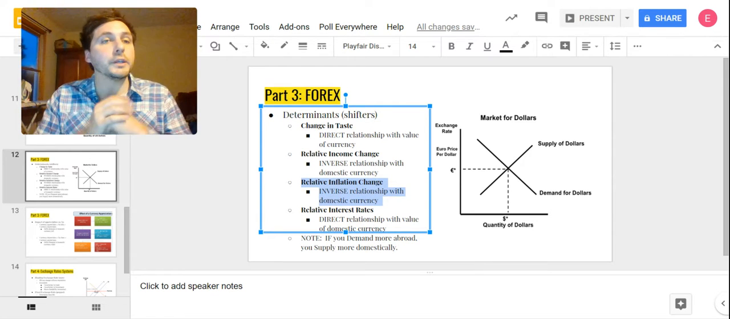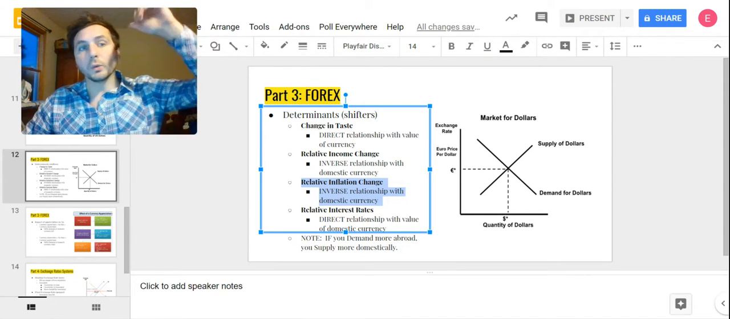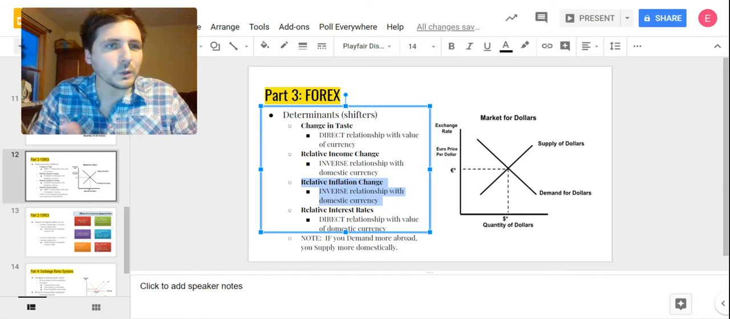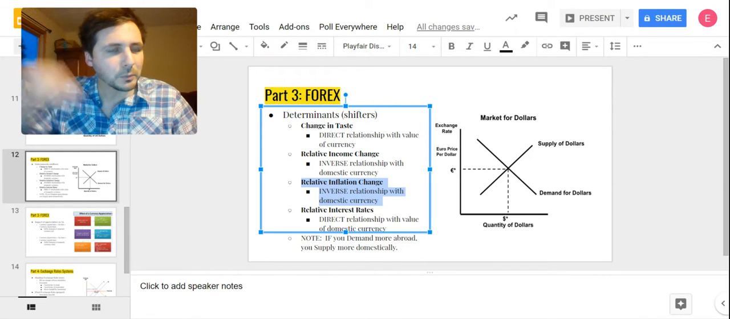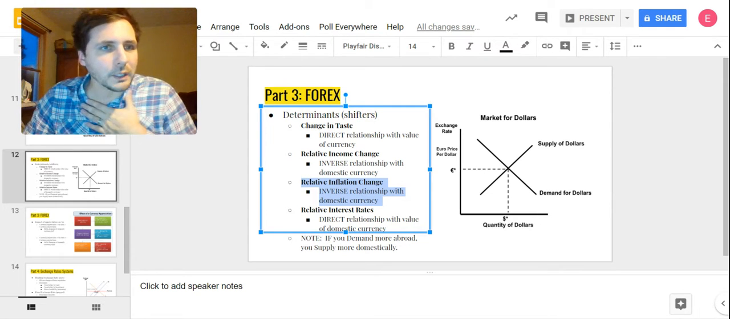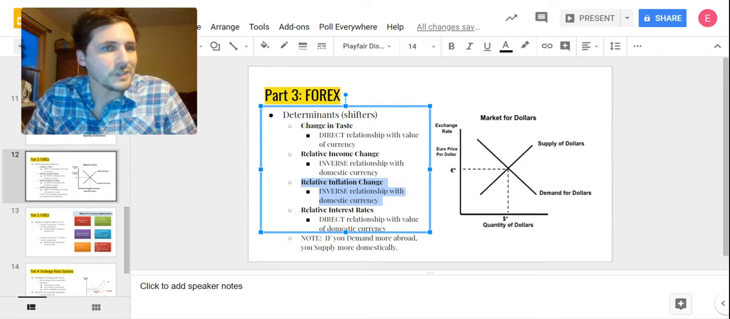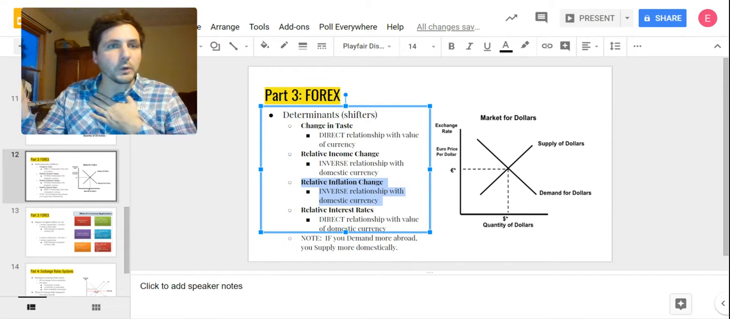Well, the relative inflation change also has an inverse relationship with the value of the domestic currency, right? So if our inflation rate goes up at a greater rate than another nation, that means in those foreign nations, our American products look relatively more expensive. The price rose. That's what inflation is: rising prices. Even though in America our wages might have gone up at the same rate, in those foreign nations they haven't. So as a result, our exports look much more expensive.